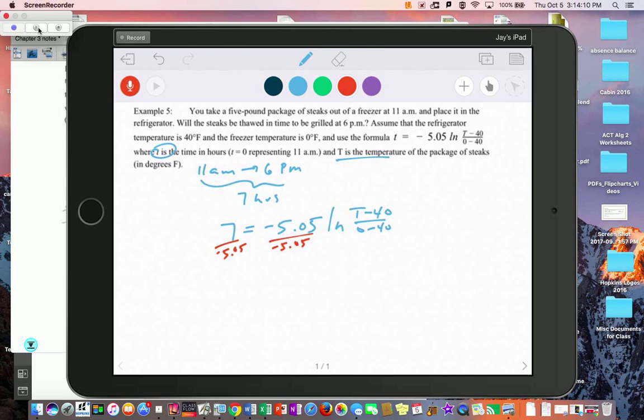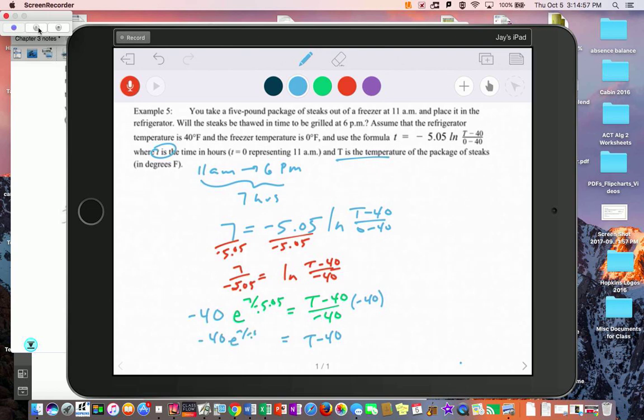And you can throw that into your calculator. I'm just going to write it. And this turns out to be just negative 40 on the bottom. Now remember, it's base e, so I can go ahead and switch to exponential form and take e raised to the 7 divided by negative 0.05 is equal to T minus 40 over negative 40. We can multiply by that negative 40 on both sides. That's kind of a mess there. And then the last step would be to add 40.